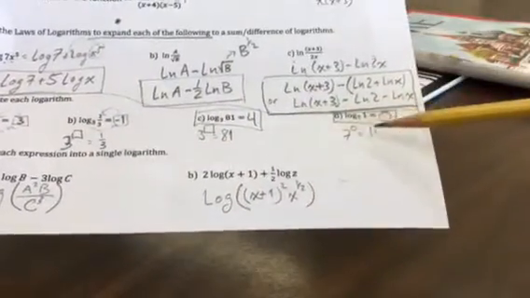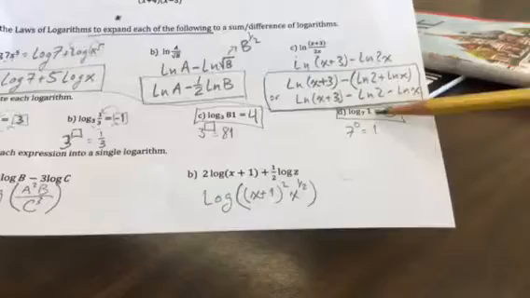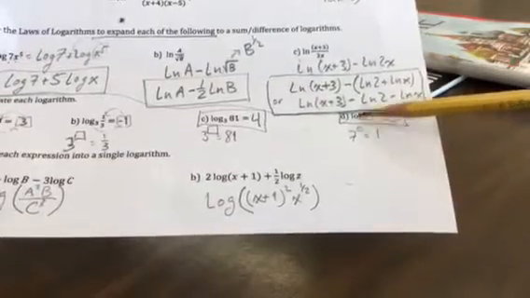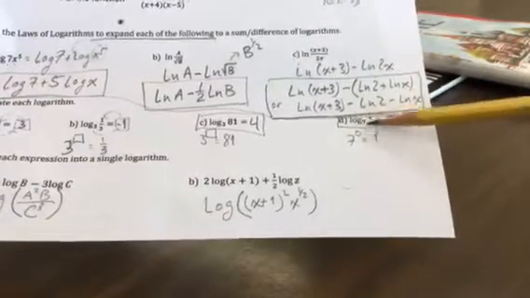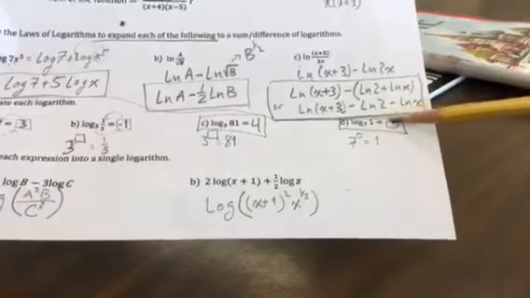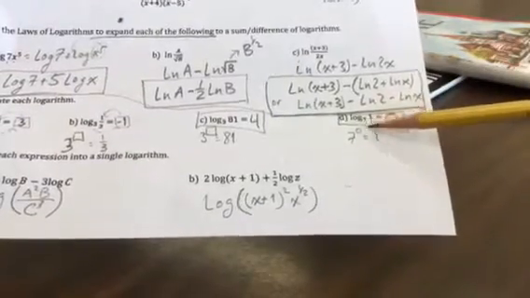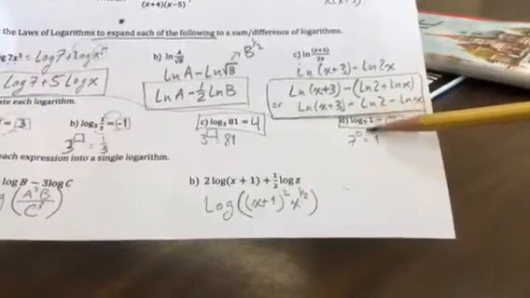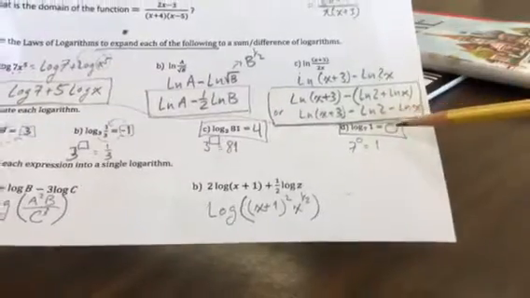Over here, anything to the 0 power equals 1, right? So it doesn't matter what that base is. Log of anything, or log any base of 1 always equals 0, because the only way you get 1 from raising a number to a power is if that power is 0.